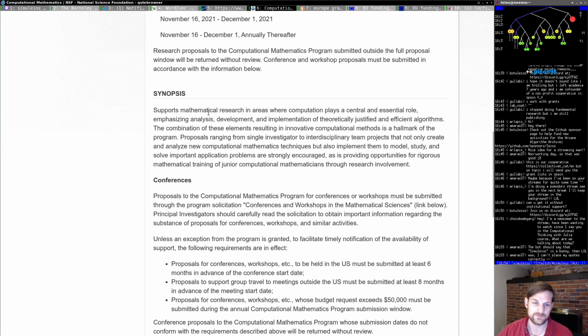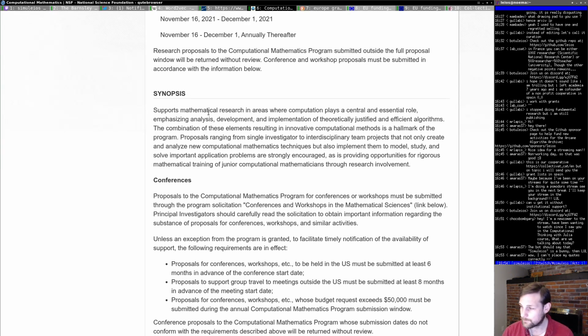So the synopsis for this one says, it supports mathematical research in areas where computation plays a central and essential role, emphasizing analysis, development, and implementation of theoretically justified and efficient algorithms. The combination of these elements resulting in innovative computational methods is a hallmark of the program. Proposals ranging from single investigator to interdisciplinary team projects that not only create and analyze new computational mathematical techniques, but also implement them in a model study and solve important application problems are strongly encouraged, as is providing opportunities for rigorous mathematical training of junior computational mathematicians through research involvement.